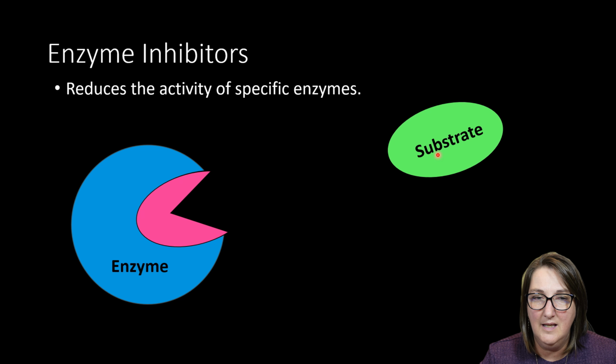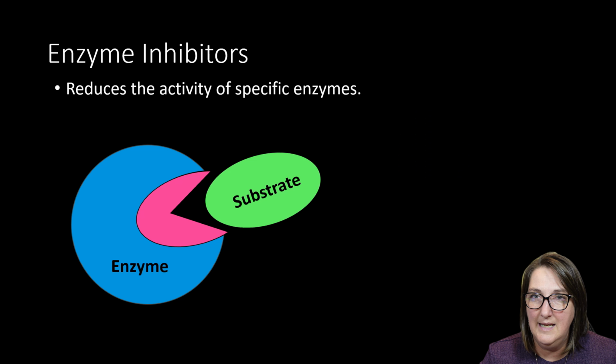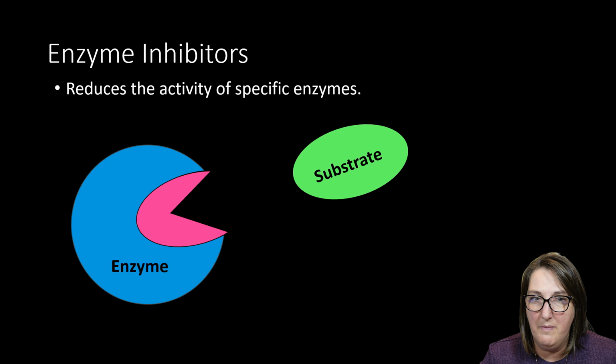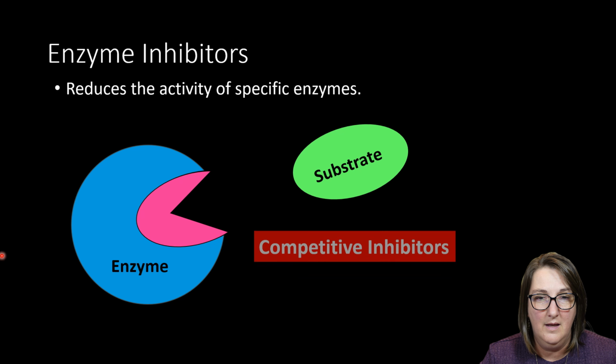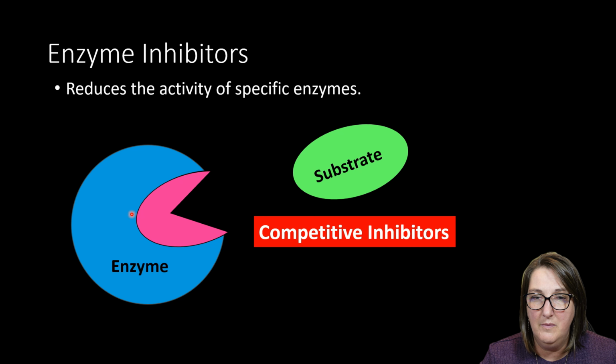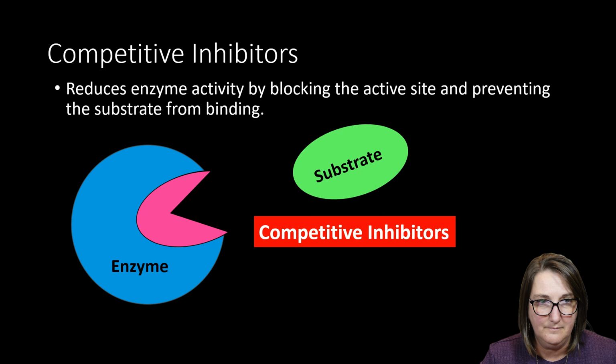So now if this substrate tries to come in, it can't. It's just going to get bounced back out. So we call these competitive. These are competing for these active sites. This is preventing the substrate from coming in. And so when this happens, I'm slowing down this reaction of breaking down the substrate into smaller pieces. So this is a competitive inhibitor. It's going to inhibit this, but it's competing with these active sites. That's the best way to remember that.